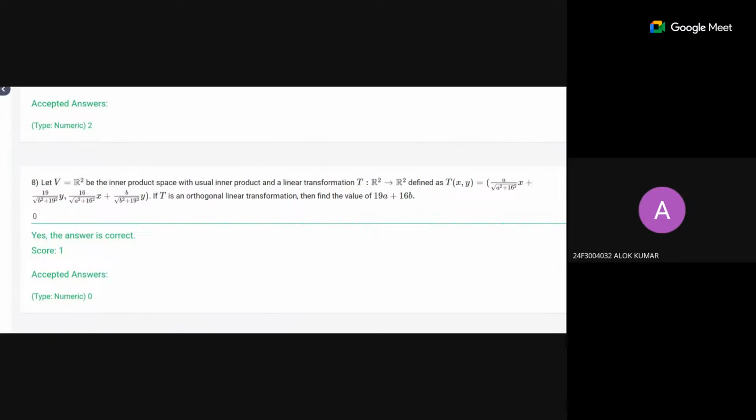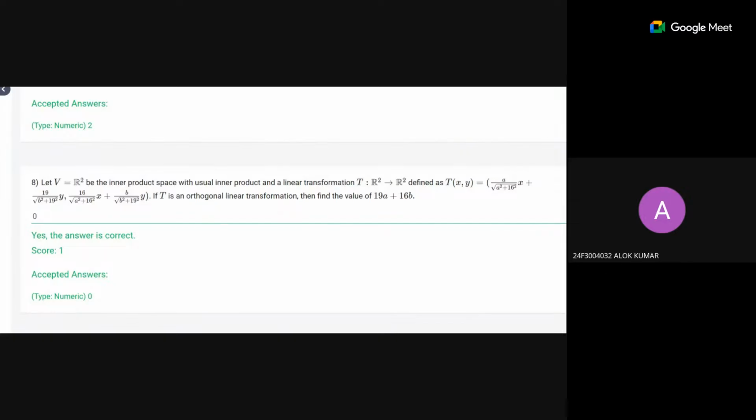So basically, you just take two bases, 1, 0 and 0, 1, the standard basis. And then calculate whatever transformation comes from the standard basis 1, 0 and 0, 1, and just do the dot product.